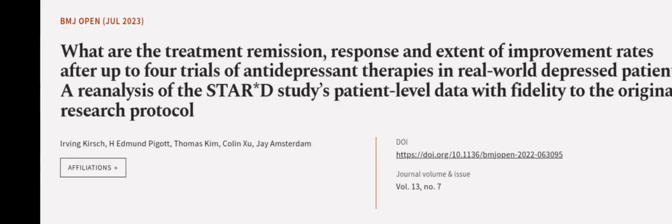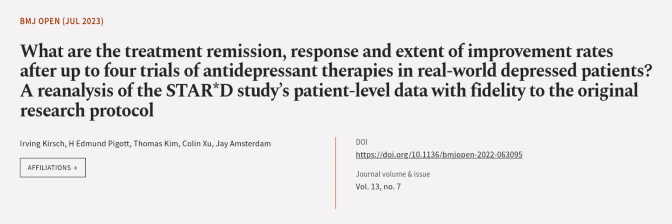The primary outcome measure was remission, defined as a score less than or equal to 8 on the blinded Hamilton Rating Scale for Depression, HRSD. This article was authored by Irving Kirsch, H. Edmund Pigott, Thomas Kim, and others.